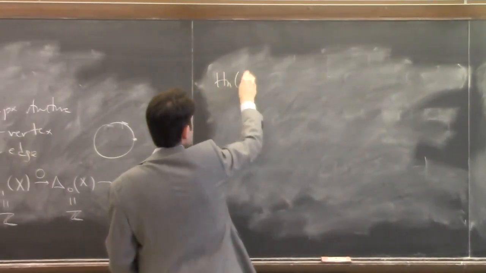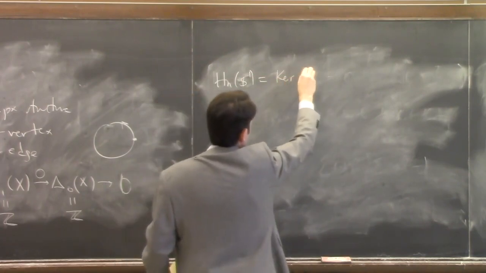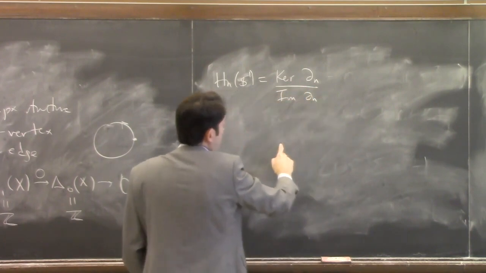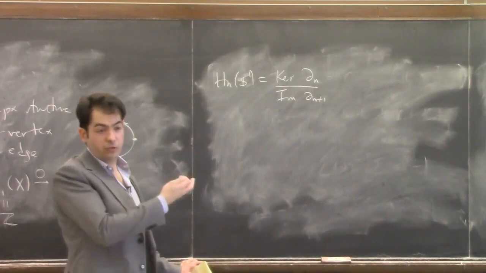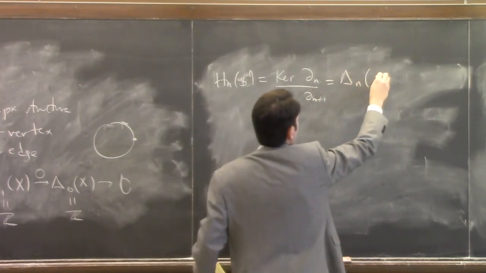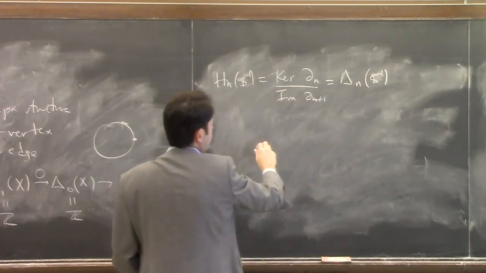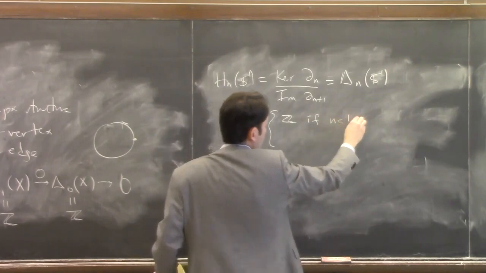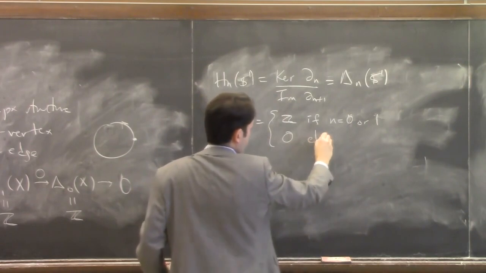So Hn of the circle is equal to the kernel of boundary n divided by the image of boundary n plus 1. But if all of the boundary maps are 0, then the image is always 0, and the kernel is always the whole group. So we get Z if n is equal to 0 or 1, and 0 else.